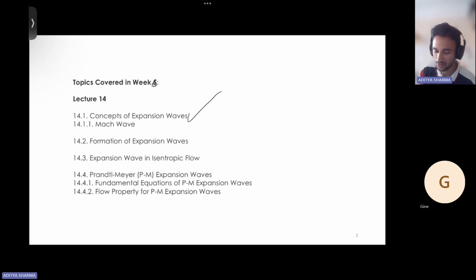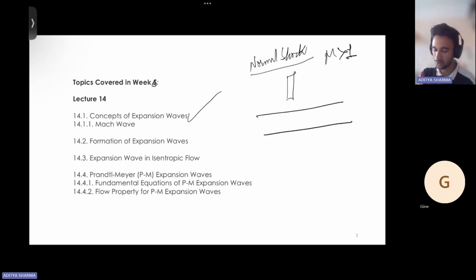Previously we studied normal shock, but now we are studying expansion waves. In a normal shock, what was happening is that if this is a particular conduit in which there is flow with Mach greater than 1, we experience a shock right here. So this was about normal shock.